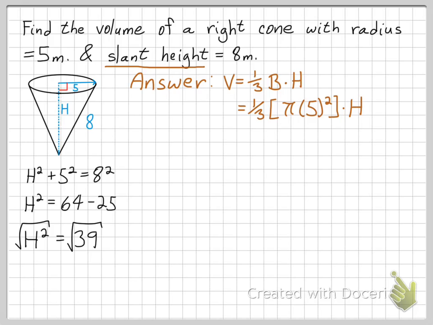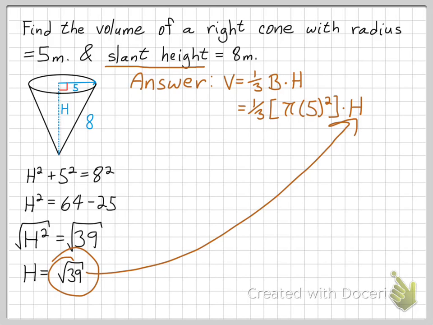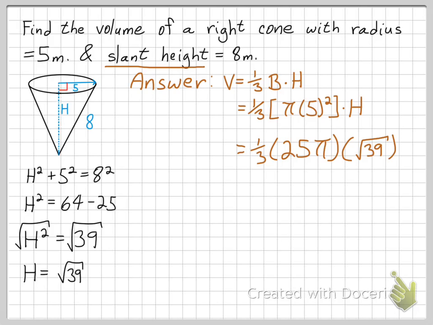You take the square root of both sides, and you get h is equal to root 39. Okay, I'll just keep it in radical form. Root 39, I now can plug into my h. So now I do know the height of the figure is root 39. So then you multiply that all out. You get 1/3 times 25 pi times root 39, and then using your calculator, you get that it equals approximately 163.49 cubic meters.